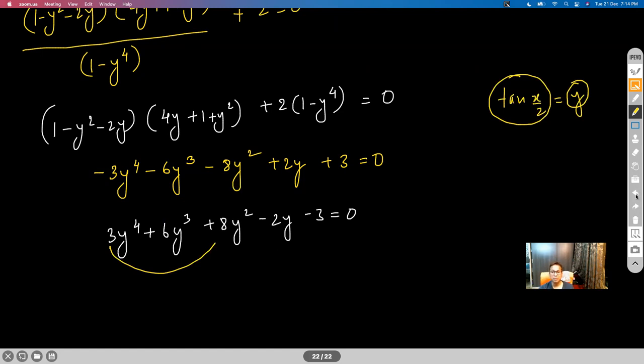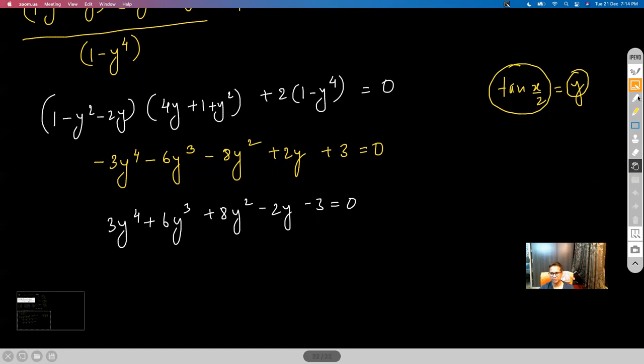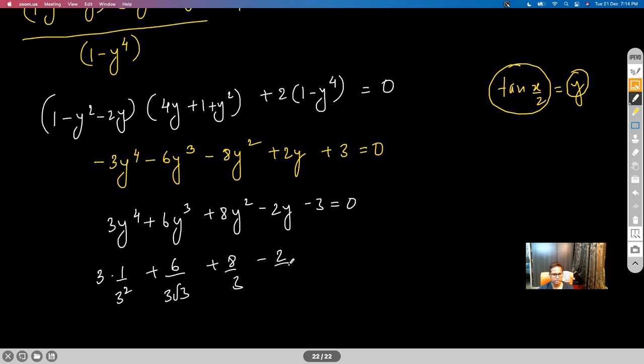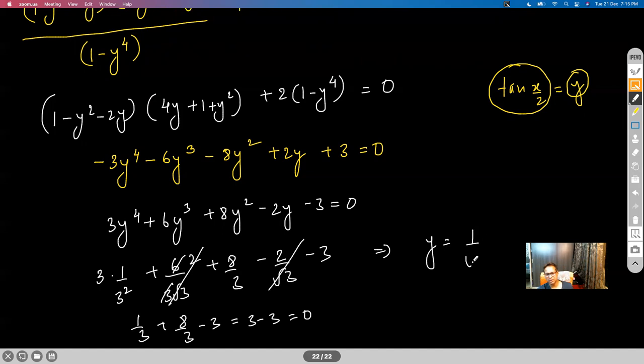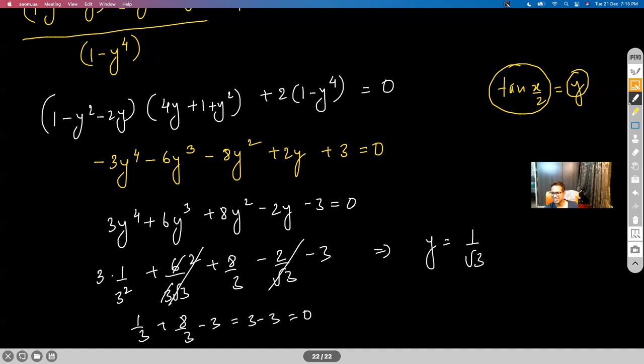Now let's check 1/√3. Does it work? If I put 1/√3, this will become 1/√3 to the power 4, which is 1/3². This will become 6/√3, this will become 8/3, this will become -2/√3, -3. Let's check whether it is working. The root 3 terms get cancelled. This is 1/3 plus 8/3 minus 3. Oh, wonderful, this works. So that means y could be 1/√3.